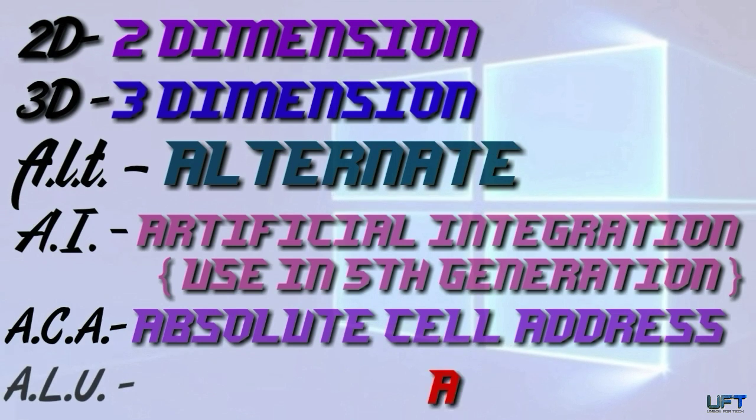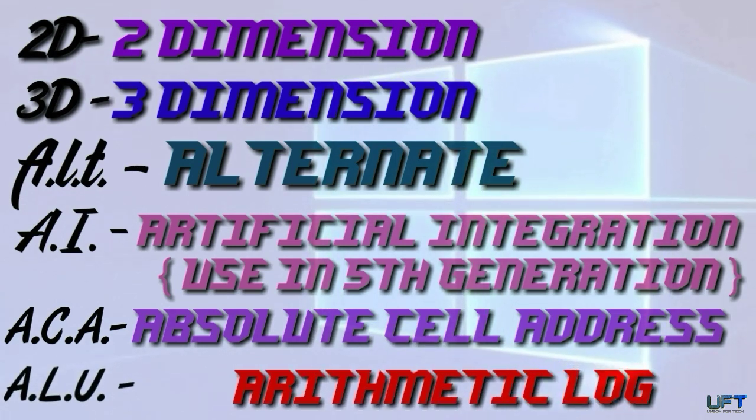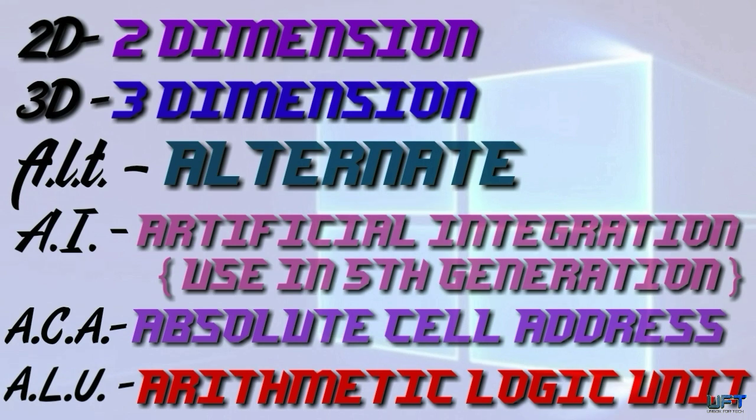ACA stands for absolute cell address. ALU stands for arithmetic logic unit. So let's go to the third page.